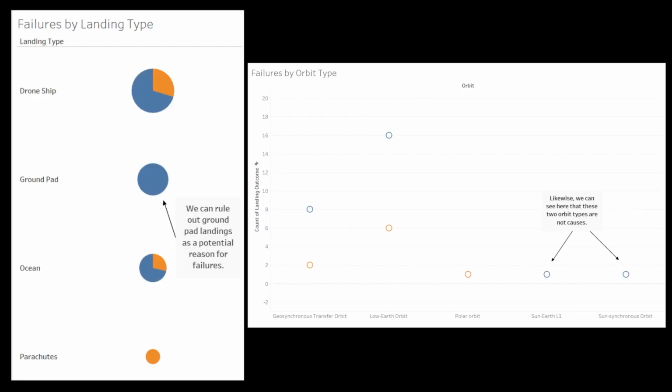When I moved the data to Tableau, I started simple. I would compare the landing outcome with each of the other factors, one at a time, and look for any emergent patterns. Blue stood for successes, and orange represented failures.